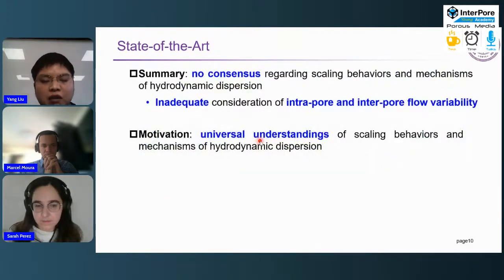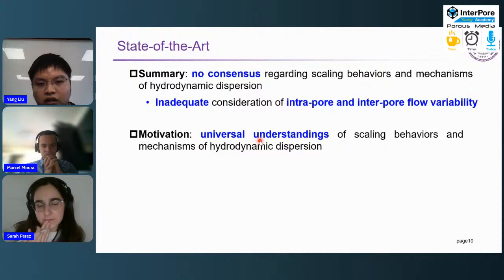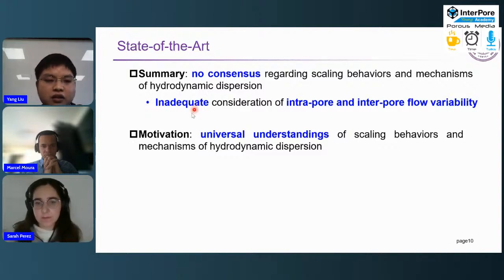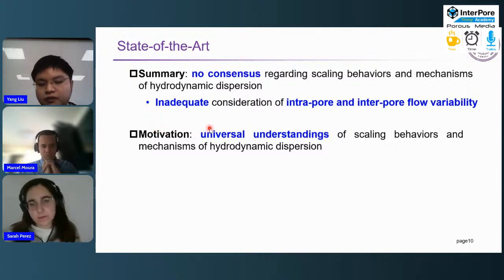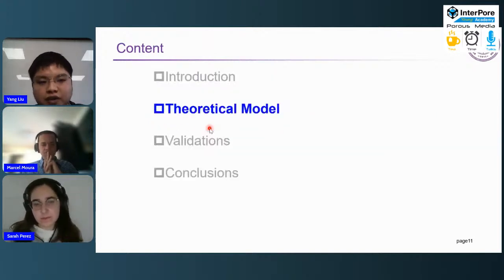So here is a brief summary. There's low consensus regarding the scaling behaviors and the mechanisms of hydrodynamic dispersion, which is attributed to the inadequate consideration of interpore and intrapore flow variability. And the motivation of this work is to fill this gap. Okay, so let's go to the second part.